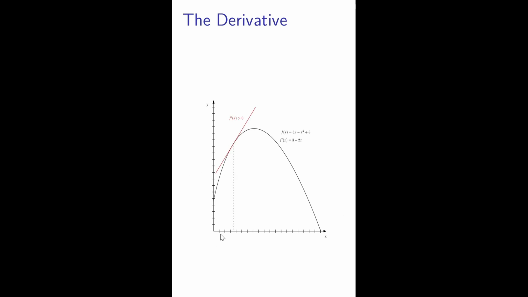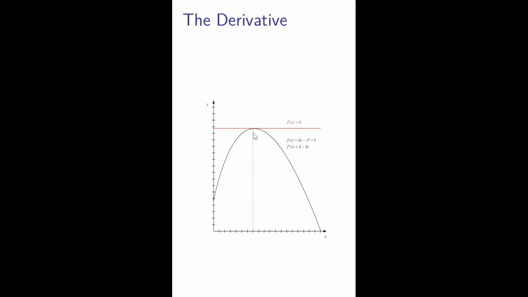Start with a low value of x, then the derivative will be positive. Because x is low, 3 minus 2x will be positive. So at this point with a low value of x, the derivative of the function will have a positive slope. Now consider a high value of x. Here, by contrast, the derivative would be negative. So we would have a negative slope at this point.